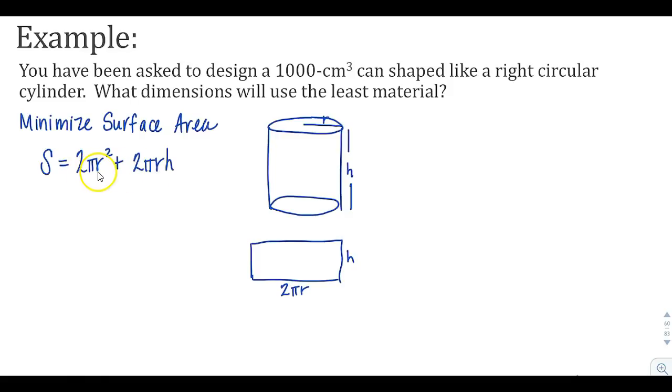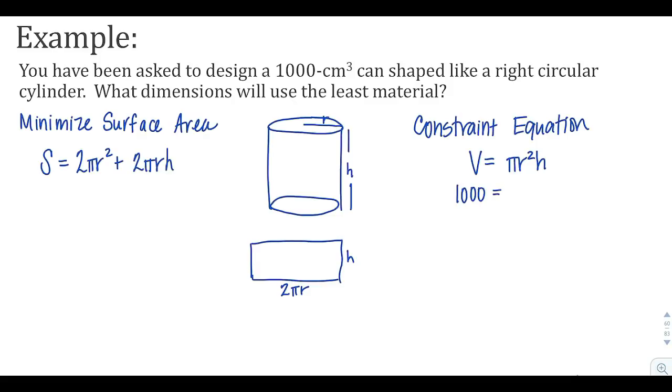So this is the equation that we are trying to minimize. Now currently it has two variables in it. I have r and I have h. So what I want to do now is think about my constraint equation. I have a restriction. The design has to be only 1,000 centimeters cubed. That's a volume. So I have my constraint equation. So we're going to start out with the generic volume formula, which is pi r squared h, but we know the volume is 1,000. So 1,000 equals pi r squared h.